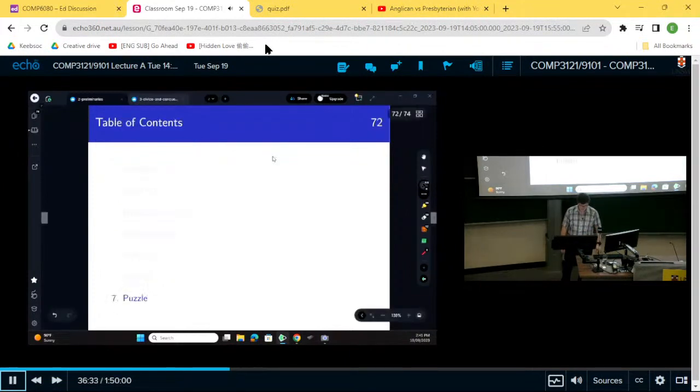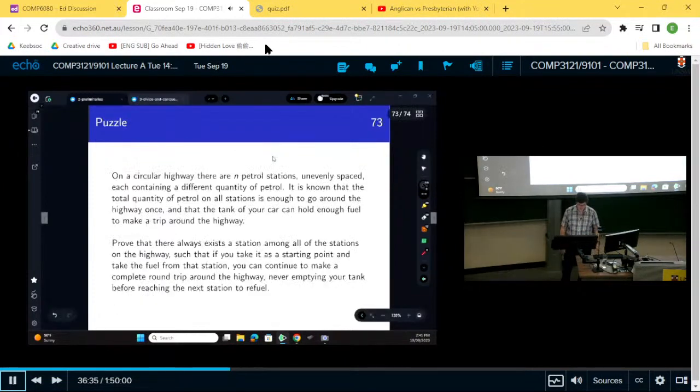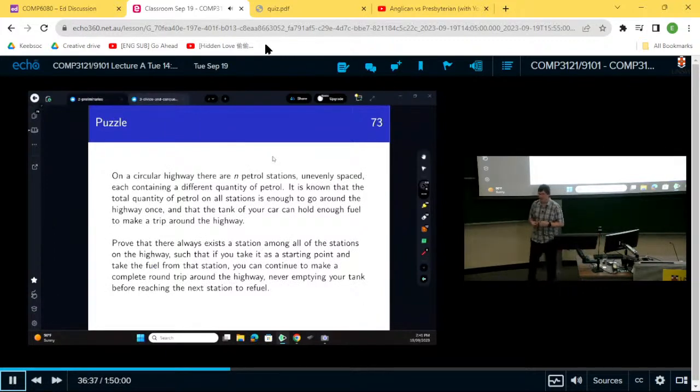Okay, and as usual at the end of the lecture we have a puzzle. This time we're not going through any hints. Let's quickly run through what it says. So we have a circular highway. We have n petrol stations, unevenly spaced, so there's no regularity to these petrol stations. Each contains a different quantity of petrol.